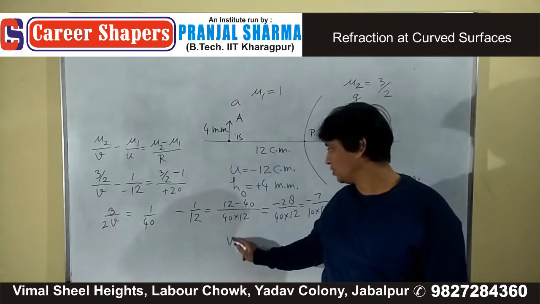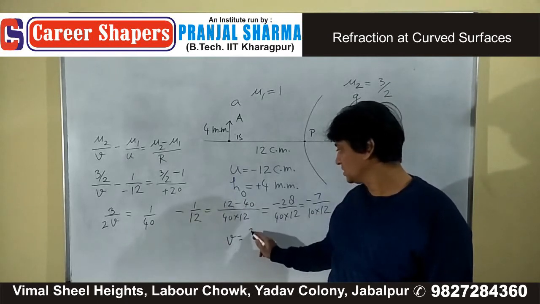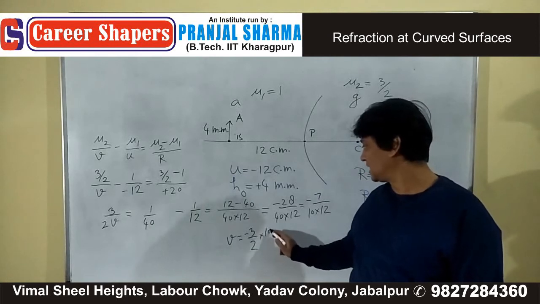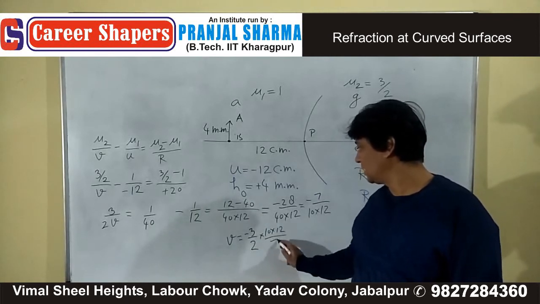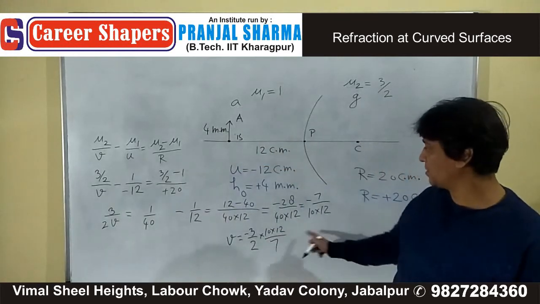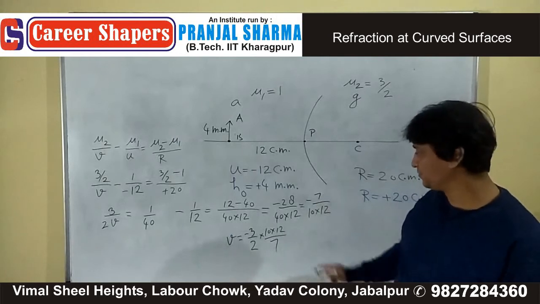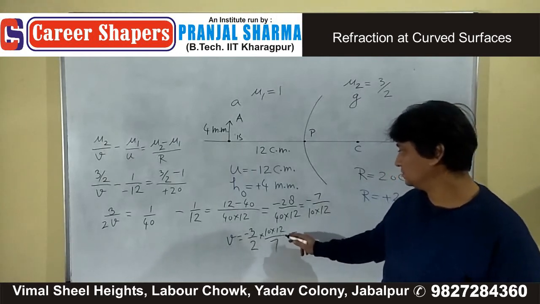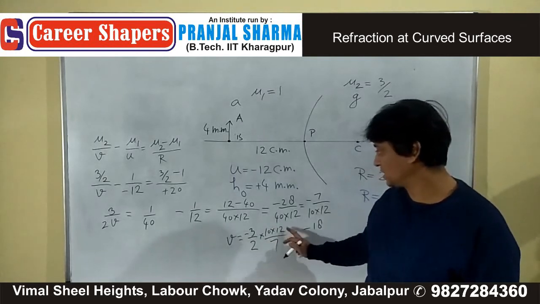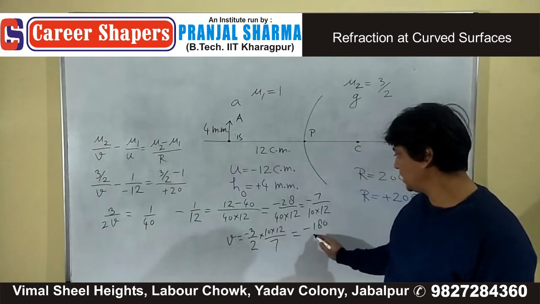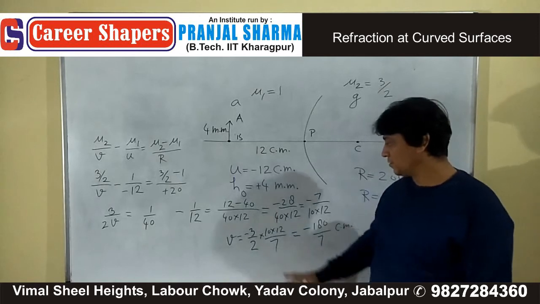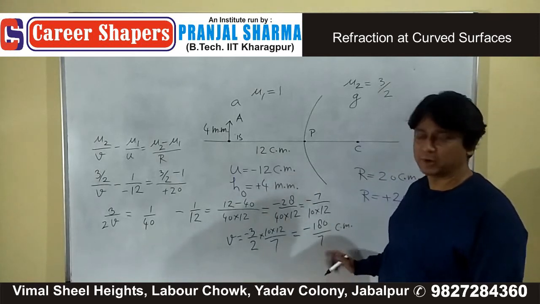Therefore you get your V as 3 by 2 multiplied by 10 into 12 divided by 7. So V is 3 by 2 into 10 into 12 divided by 7, which comes to minus 180 divided by 7 centimeter. That's the position of the image.